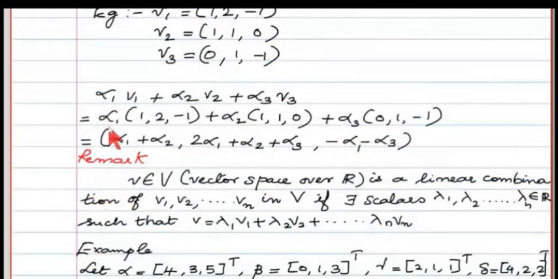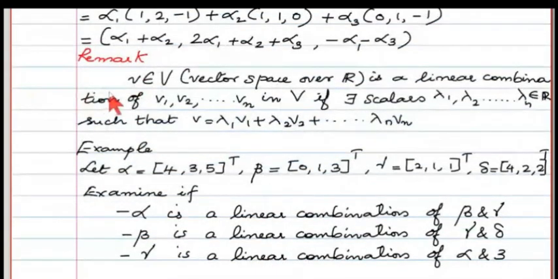On multiplying, we will get alpha 1 plus alpha 2, and here the term is 0. So alpha 1 plus alpha 2, that is the first component. Second component is alpha 1 into 2, 2 alpha 1, then alpha 2 into 1, so plus alpha 2, plus alpha 3 into 1, plus alpha 3. That is the second component. And finally, alpha 1 into minus 1 plus alpha 2 into 0, so there will not be any alpha 2 term, alpha 3 into minus 1. So minus alpha 1 minus alpha 3.